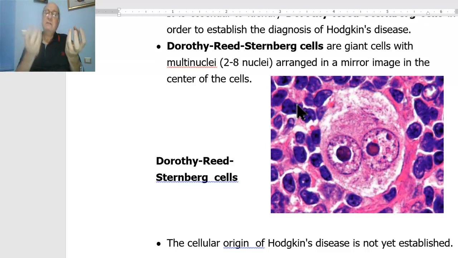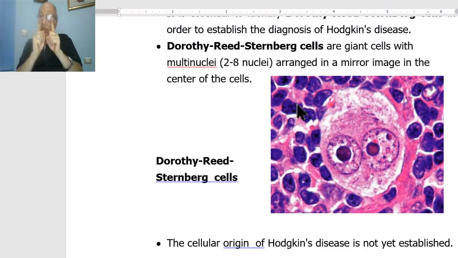On the other hand, non-Hodgkin lymphoma is classified according to the cell type. If there are malignant histiocytes, this is called histiocytic lymphoma. If there are lymphoblastic malignant cells, this is called lymphoblastic lymphoma. If the malignant cells are T lymphocytes, this is called T cell lymphoma, or if the malignant cells are B lymphocytes, this is called B cell lymphoma.